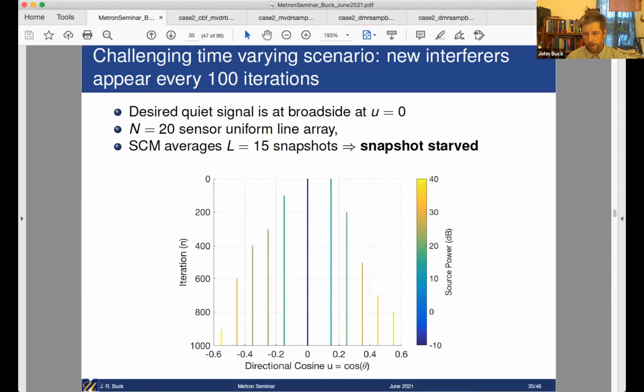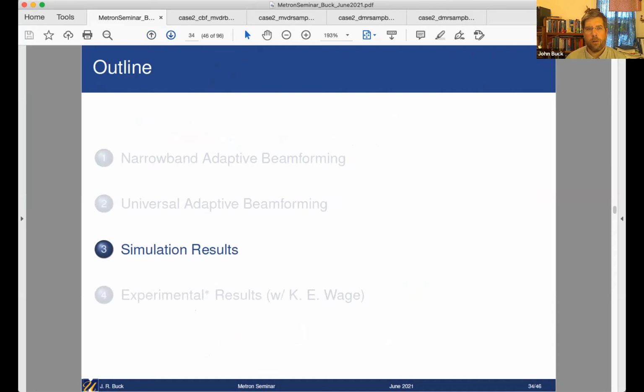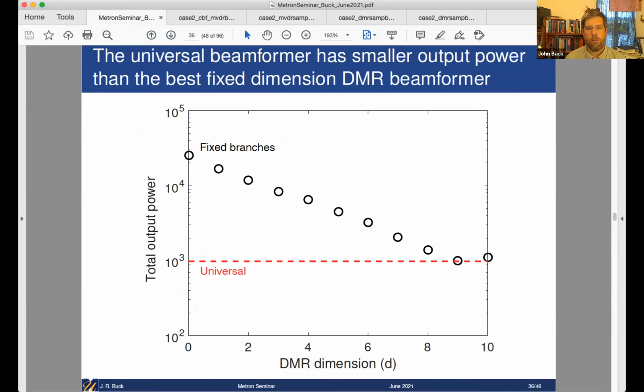I took this and ran this algorithm on it for each of the parallel branches, and I'm going to show you the result for each branch, and then also what the blended performance was. So again, this is the DMR dimension, and this is the total output power. Each of these circles is a different fixed branch, showing the performance coming out of that branch. Not surprisingly, the ones assuming there are only 0, 1, 2, or 3 interferers eventually have a problem. They have very high output power, because when there are too many interferers they get overwhelmed and can't keep up. This red dashed line running across is just for comparison.